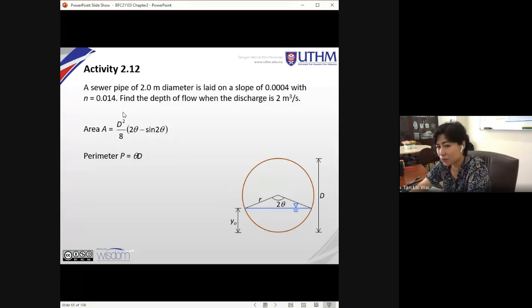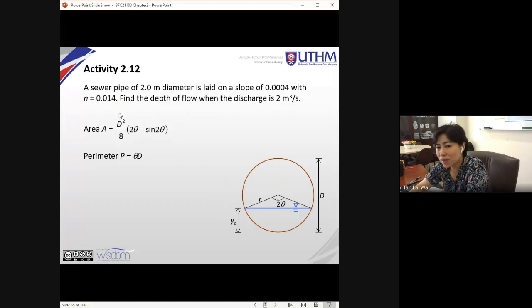is written in terms of D squared over 8. Your vector parameter is theta D. So the first unknown that you are going to find is theta. So your theta would be written in terms of R, or Y, it doesn't matter. Now, let's solve for theta first.